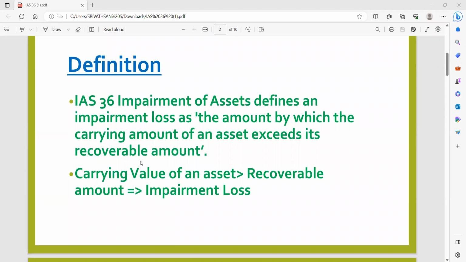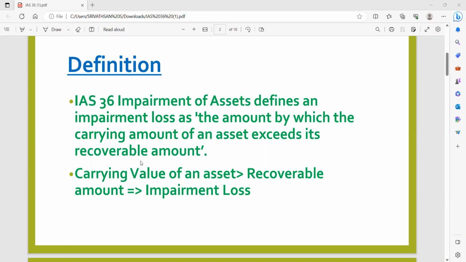IAS 36 impairment of assets defines an impairment loss as the amount by which the carrying amount of an asset exceeds its recoverable amount. So to put it simply, if the carrying value of an asset is greater than the recoverable amount, we need to record an impairment loss in the statement of profit and loss.